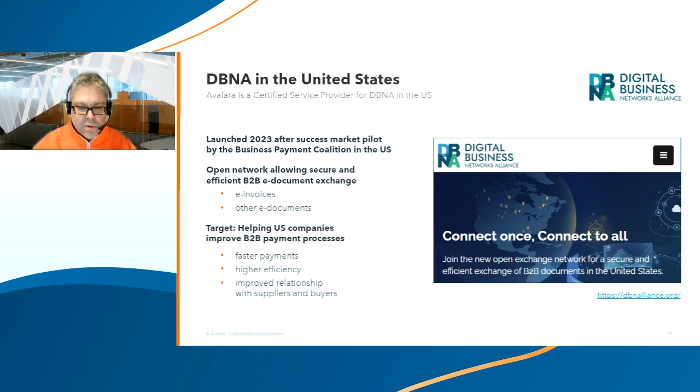Let's have a look across the Atlantic to the United States. In the United States, the approach to e-invoicing differs from many other regions in the world. There's no government mandate for e-invoicing since the US lacks a federal VAT or GST system. Instead, it's a little bit different here. Digital invoicing is driven primarily by businesses' efficiencies. However, there are many pockets of activity, especially in certain public sectors or large enterprises, where digital invoicing is becoming more common. Avalara, by the way, is a certified service provider for the DBNA framework, which supports secure and efficient B2B digital invoice exchange in this market.